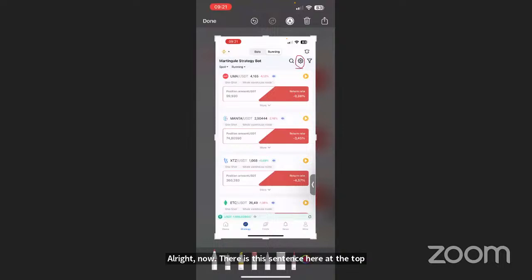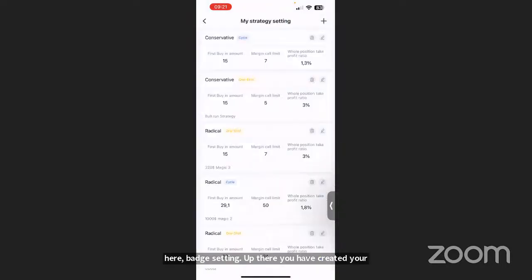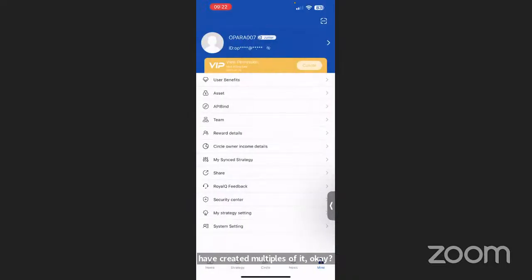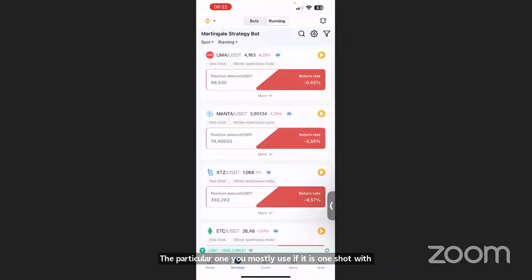After you have created your trade settings here, my strategy settings, after you have created multiples of it, the particular one you mostly use, if it is one shot with one margin call, and you know that you use it most often in all the coins you trade, unless you are really in a deep, that is when you would open more margin calls. You switch to the strategy that has more margin calls, or you are using the bull run strategy because your capital is not enough. Even with more capital, you can actually use the bull run strategy.